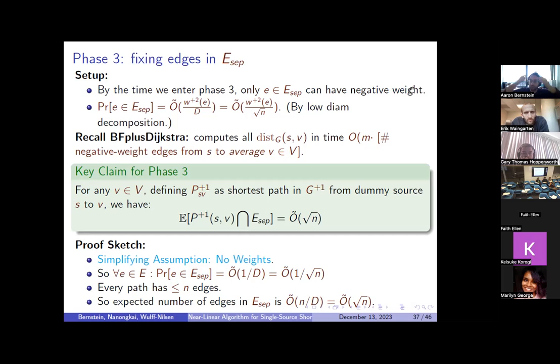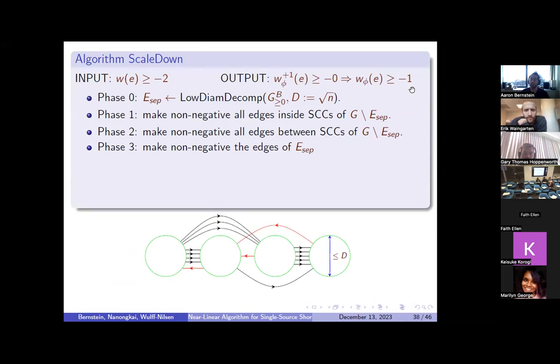But basically, you have a path with n edges. Each edge becomes a red separator edge with probability 1 over root n. And so clearly for every path, the expected number of separator edges is at most root n. Now, for the actual proof, you have to deal with the fact that some weights can be bigger than a constant, but basically you can show that because you're looking at a shortest path from a dummy source, the total positive weight of the path is order n, and so you can apply the same argument. So the highlight here is that in phase 3, shortest paths contain few red edges, and so Bellman-Ford plus Dijkstra will be fast.